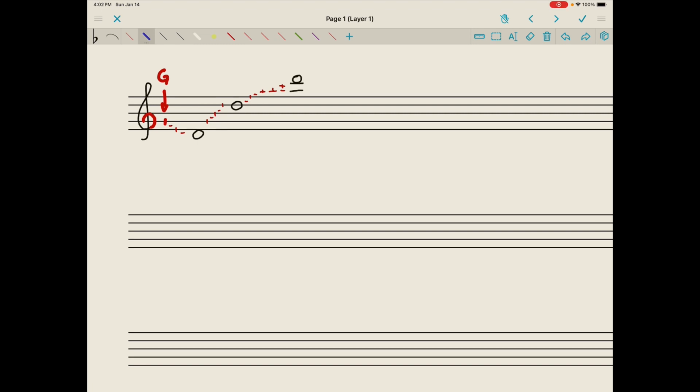So on the keyboard, this first D would sound like this. This second D would sound like this. And this third D would sound like this.